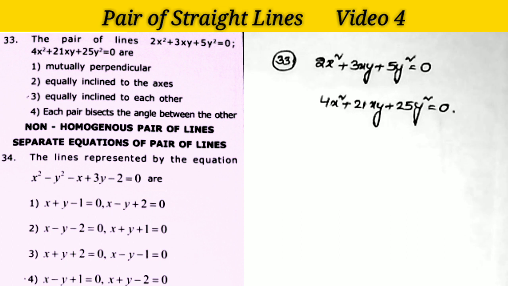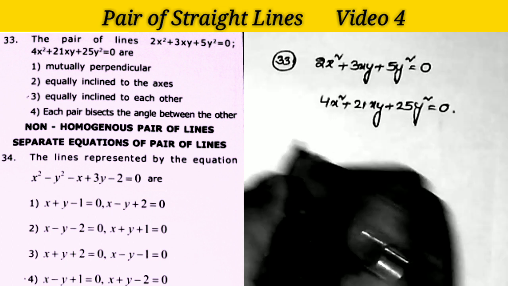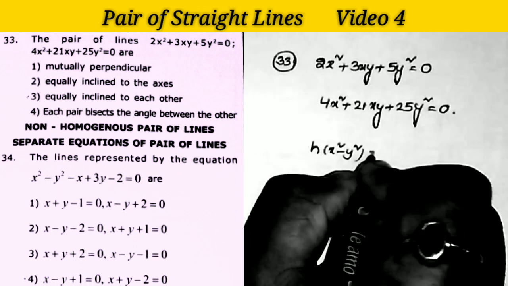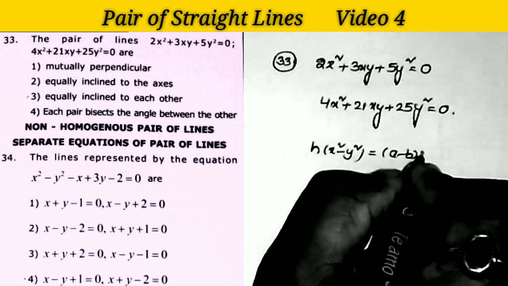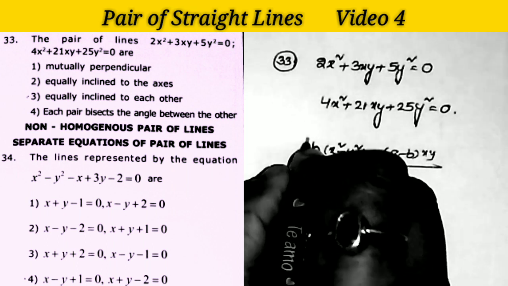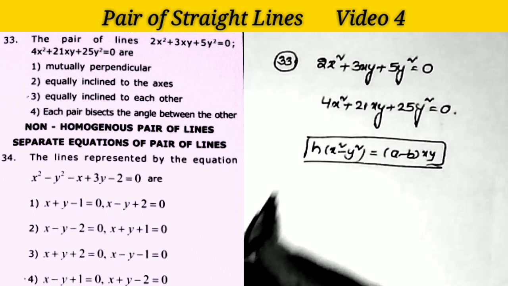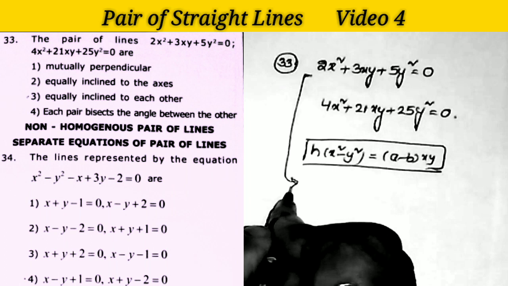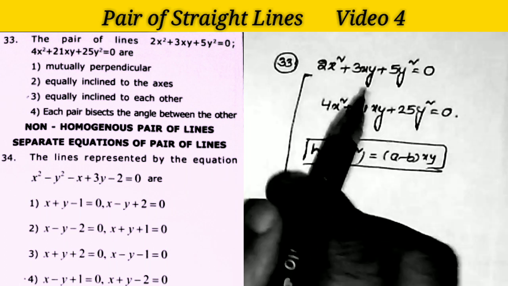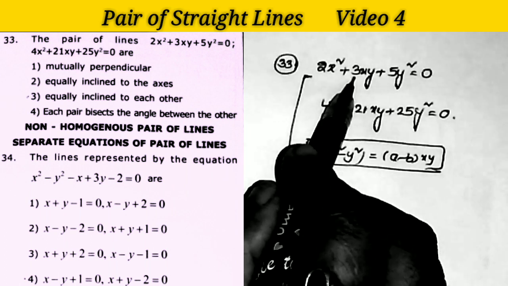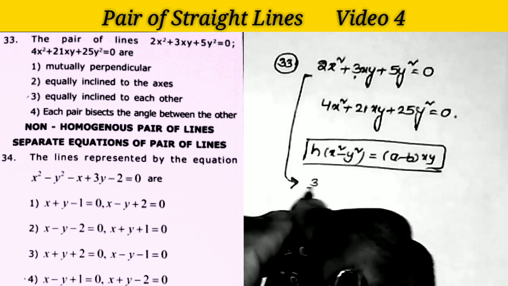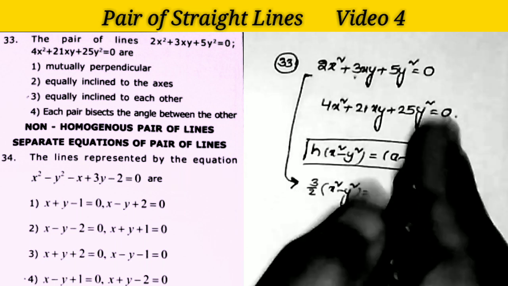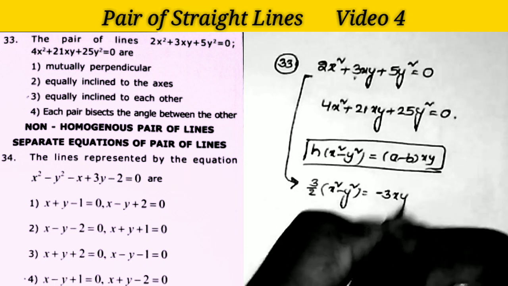So to find the relation between them, first of all we have to take the angular bisectors of the given equation. What is the formula for finding the angular bisectors? h into x square minus y square is equal to a minus b into xy. So first I have to take the angular bisectors of the first equation. What is the h value in the first equation? 3 by 2. 3 by 2 into x square minus y square is equal to a minus b, which is minus 3, minus 3xy.